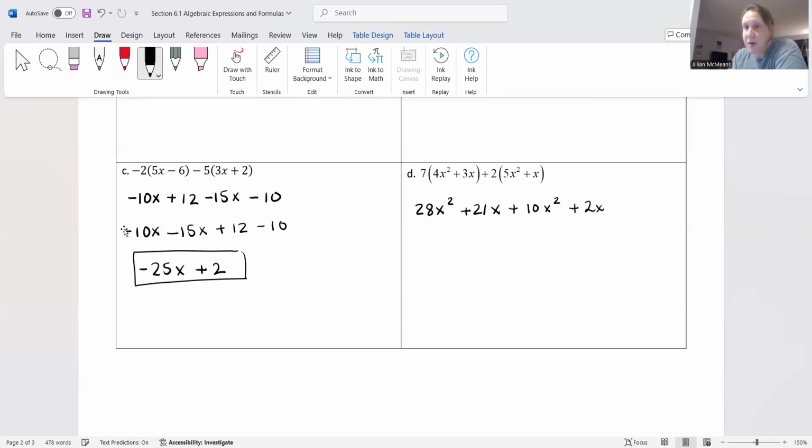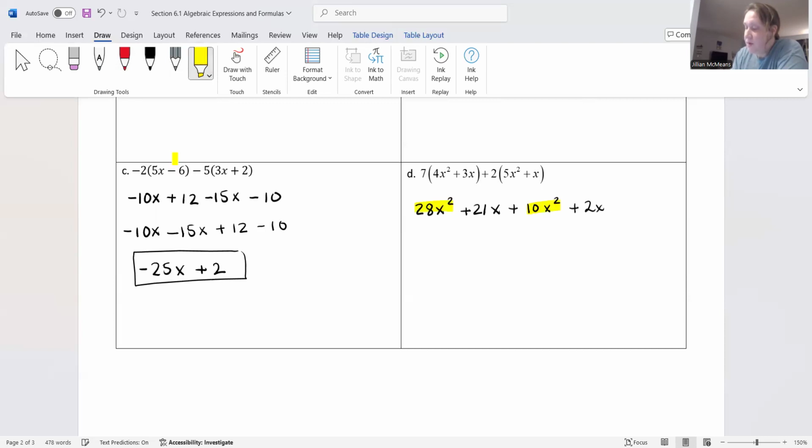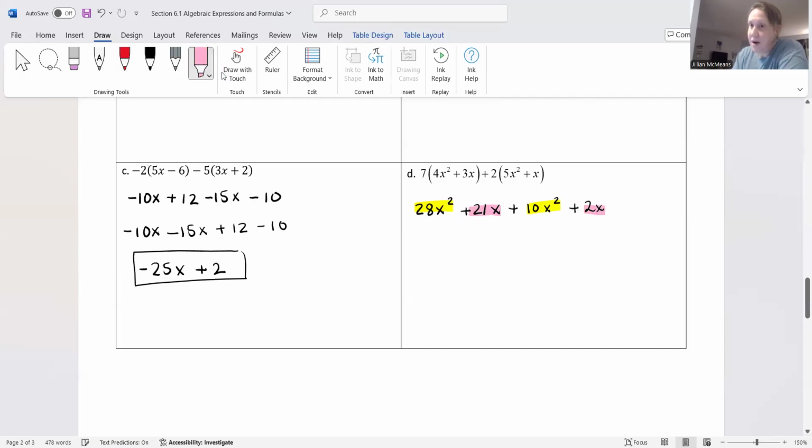So in this case, we have a bunch of x's, but they're not all like terms. Remember, like terms are terms that have matching variable factors, meaning same variable, same exponent. So this one is worth highlighting, okay? For this one, let's do yellow first. We have x squared terms and then we have just x terms, and they are not the same.